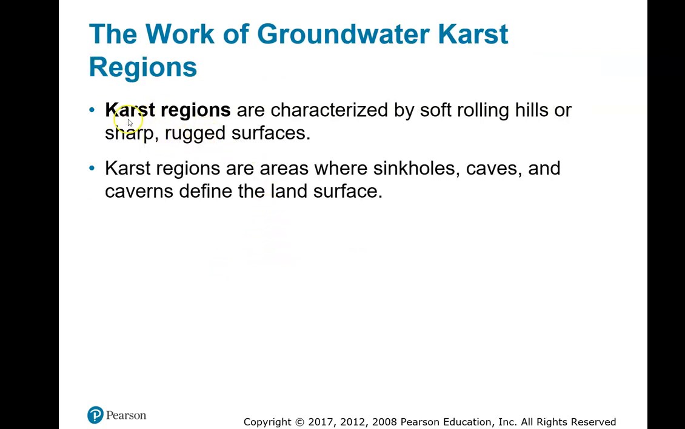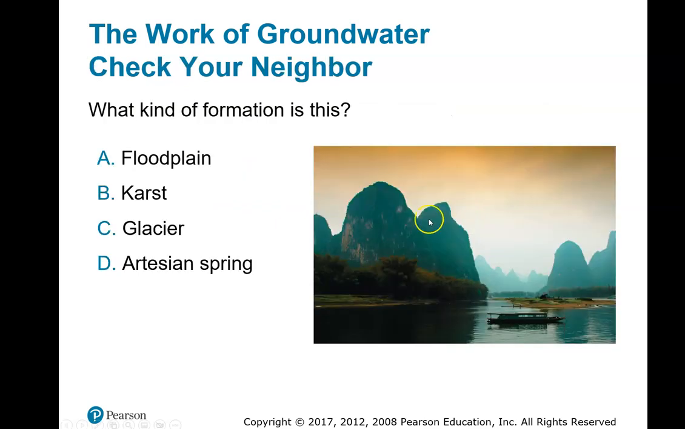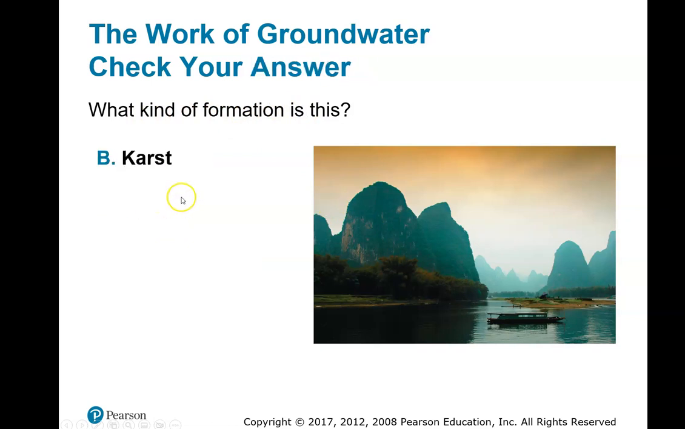Next is a region in Yugoslavia called the Karst region. It's characterized by these beautiful soft rolling hills or sharp and rugged surfaces. So the Karst region is an area where sinkholes, caves, and caverns tend to define the land surface. All right, let's go to our text. This is a good picture of it. That answers the question: what kind of formation is this? Of course, that's one of these karst regions.